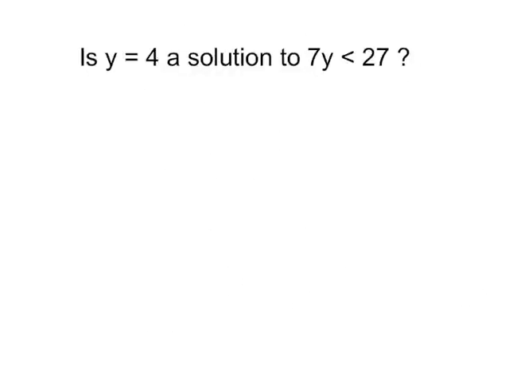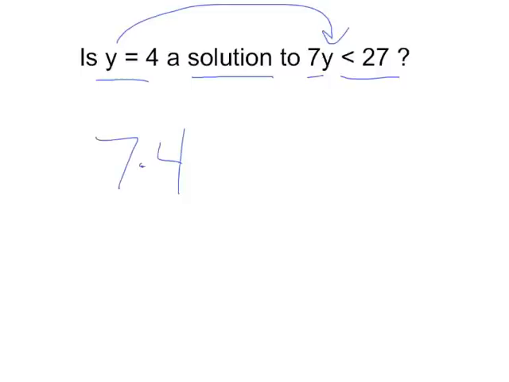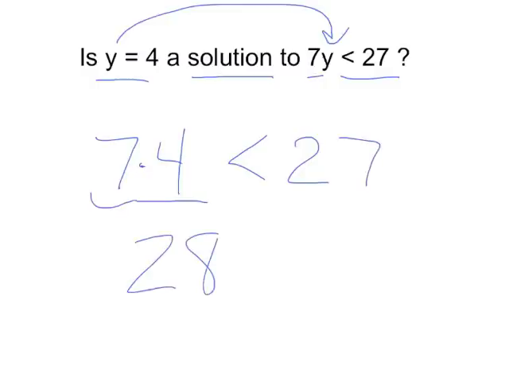Last one. Is y equals 4 a solution to 7y is less than 27? Take that y, we want to substitute it in. We've got 7y, which means 7 times y, so 7 times 4 is less than 27. 7 times 4 is 28. 28 is less than 27. Is that true? No, 28 is not less than 27. It's false.